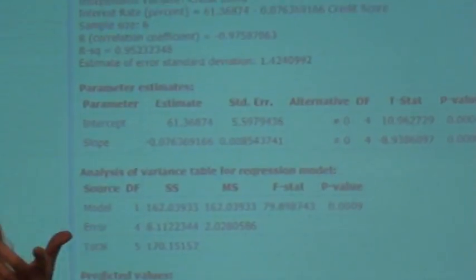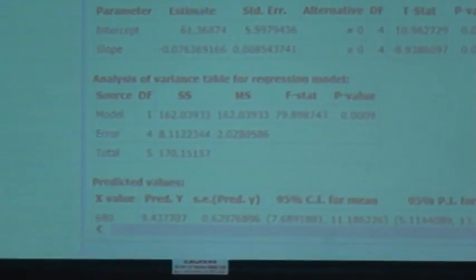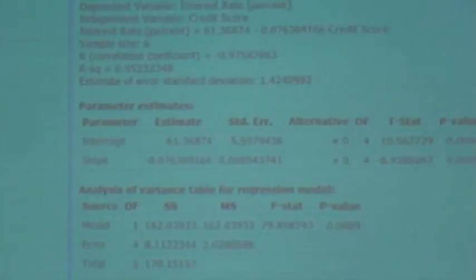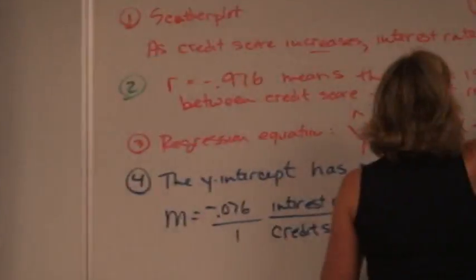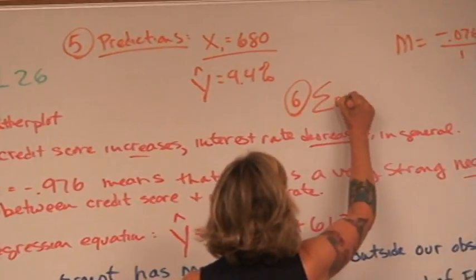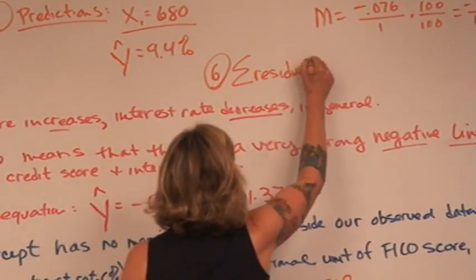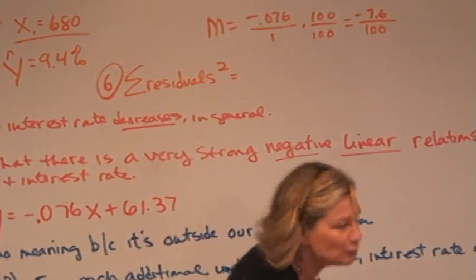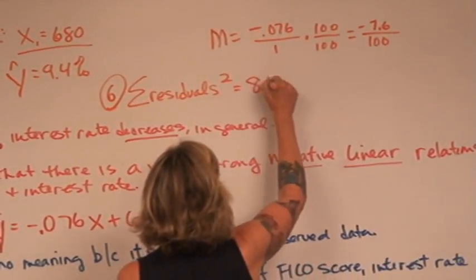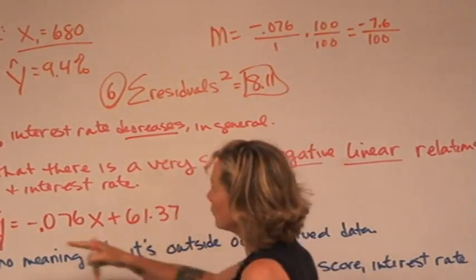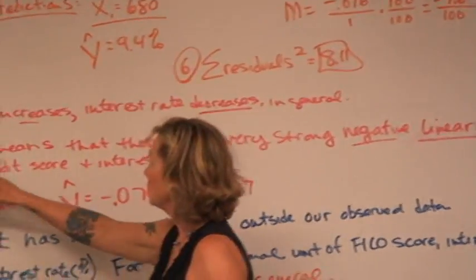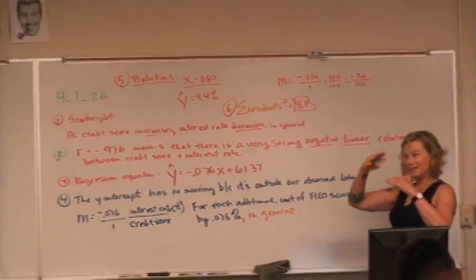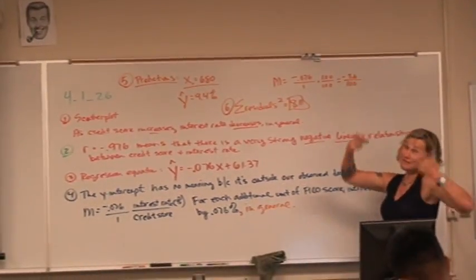8.11. Isn't that a big change from our bare data? It was like 43 something, wasn't it? Something really gigantic. So that's another thing we would want to do: find the sum of the residuals squared, which in this case is 8.11. But again, the stronger your R value, the smaller that number is going to be, because it's saying that the points are close to the regression line.